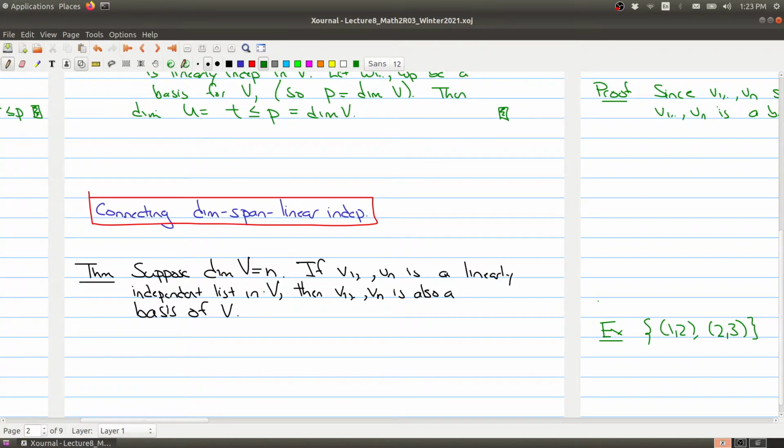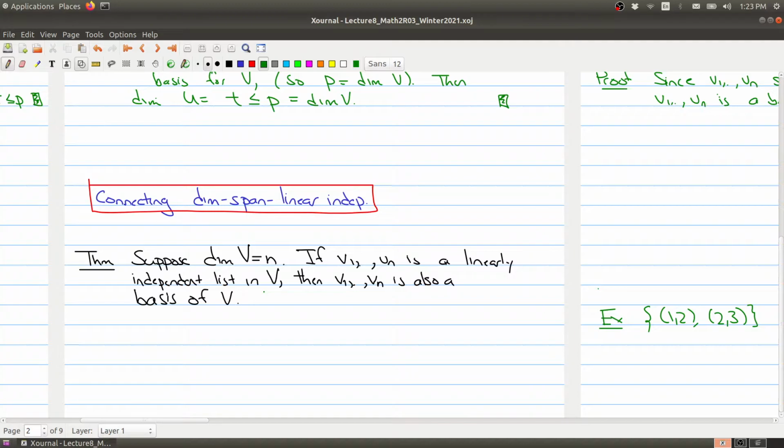So welcome to part 2 of lecture 8 of Math 2R03. In the last section, or part, I talked about what the dimension of a vector space is. What we're going to do in this part is link dimension, span, and linear independence.